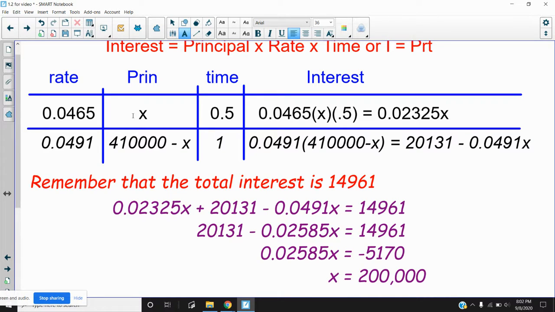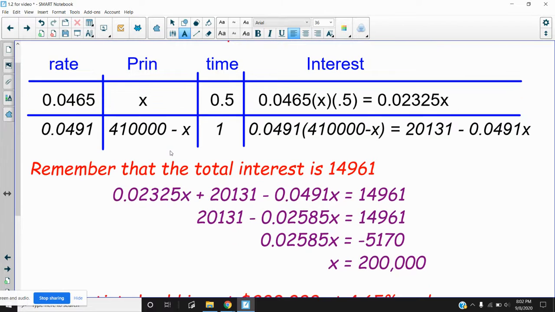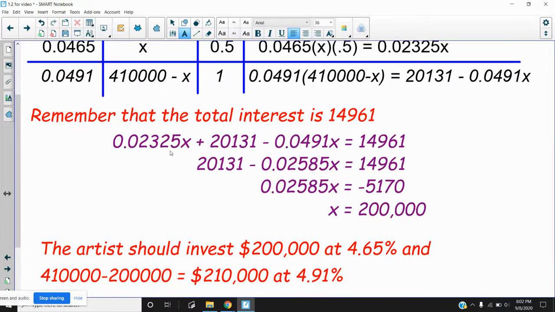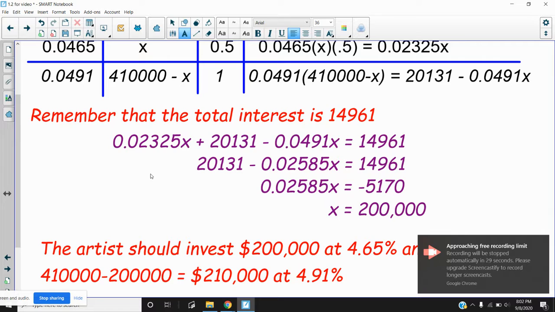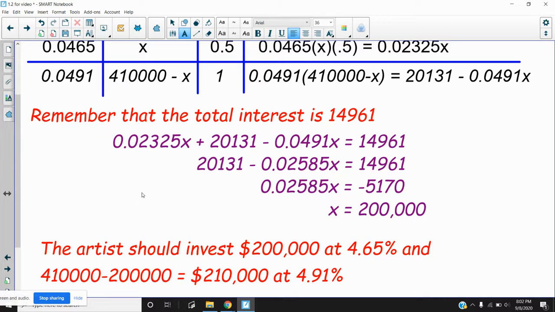If we go back to the chart, we see that X represented the amount of money, the principal, that we invested at 4.65%. Well, if we invested $200,000 at 4.65%, then we can easily figure out how much was invested at 4.91%, which is what we were asked to find. So 200,000 at 4.65% and 210,000 at 4.91%.